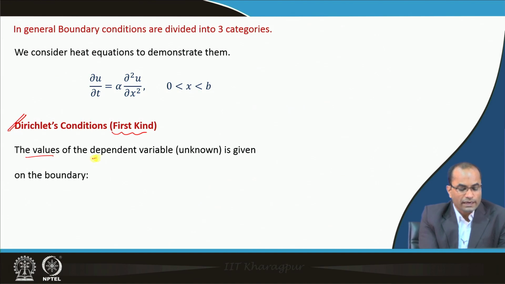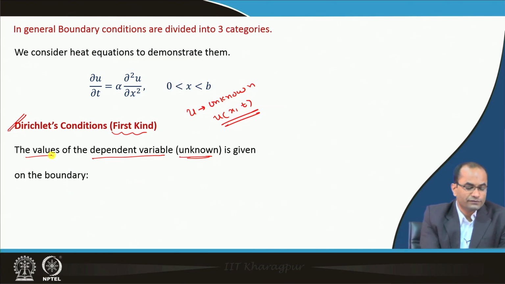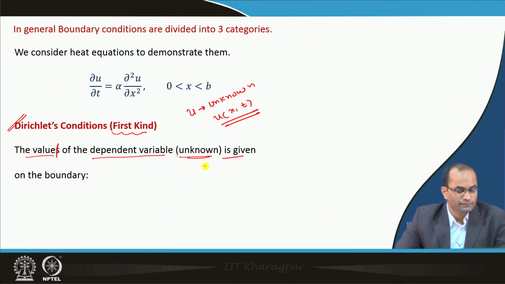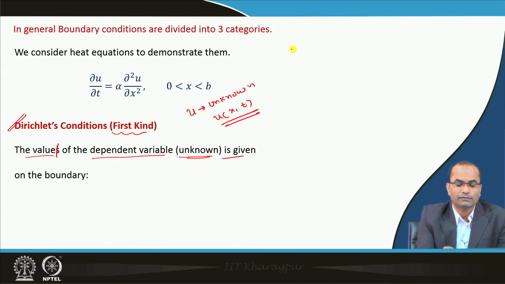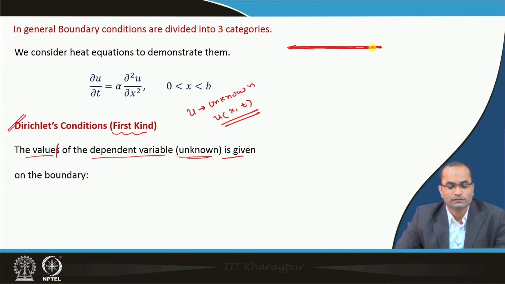These give the values of the dependent variable which is unknown. In our case u is the unknown variable, and this u depends on 2 variables, x and t. So, if the value of the dependent variable is given on the boundary, it depends on what kind of boundary we have. If we are talking about 1 dimension, then we have a situation where the given material, the given bar or string, is in the direction of x, for instance.